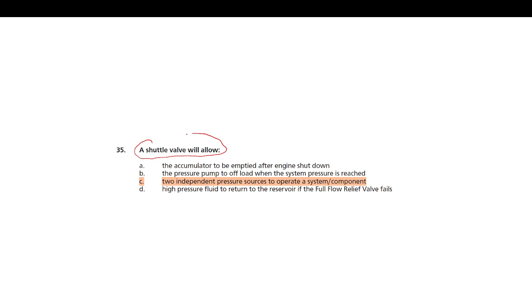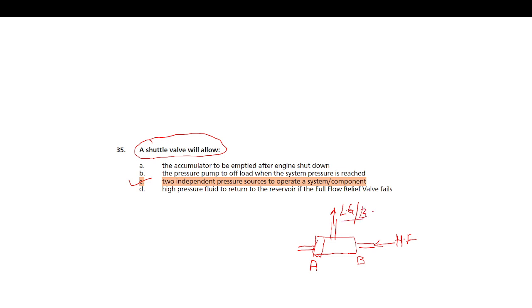A shut-off valve. We have seen what is the function of a shut-off valve. A shut-off valve will allow two independent pressure sources to operate a system or component. We have seen that this is a shut-off valve and this is the A and B end. Hydraulic fluid is supplied from the one end, and this piston goes at the other end, and this is the servicing to landing gear or brakes.